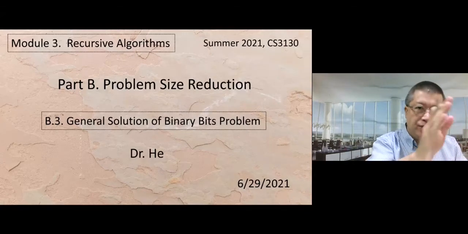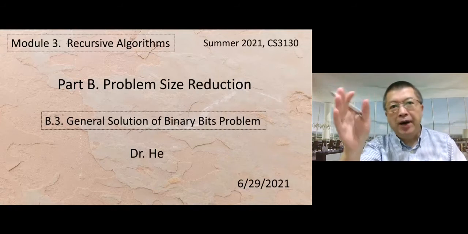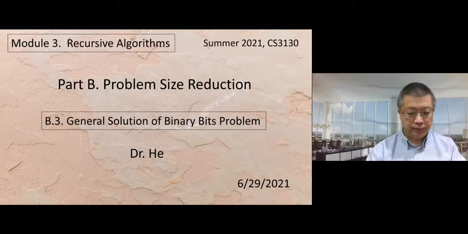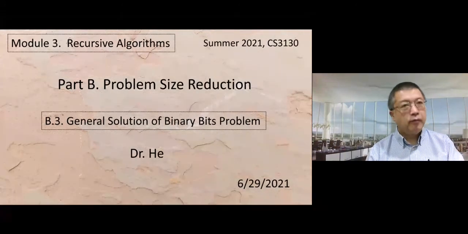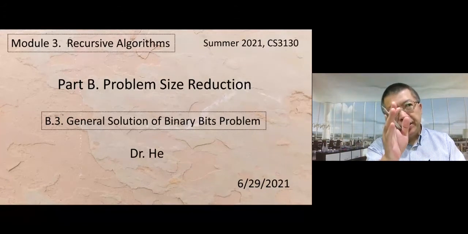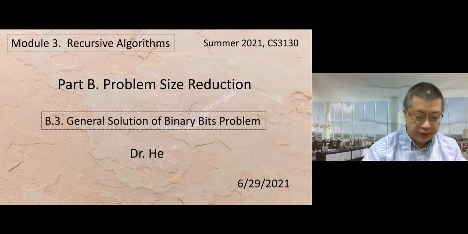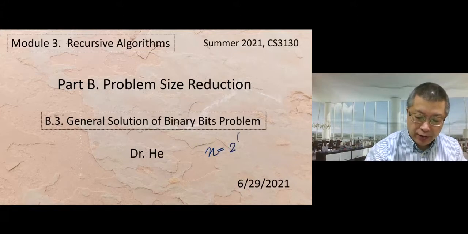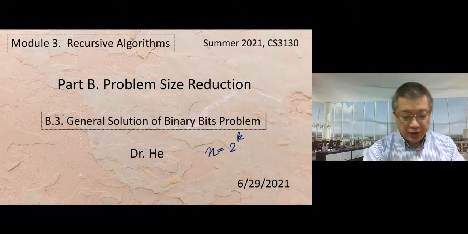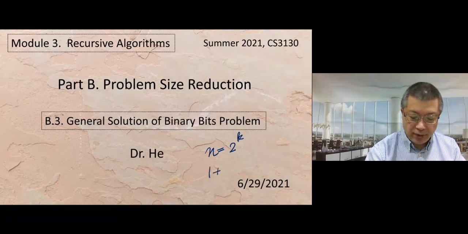B.3, general solution for binary bits problem. We just got a special solution when n equals a power of 2. When n equals 2 to the kth power, we get a solution 1 plus log base 2 of n.